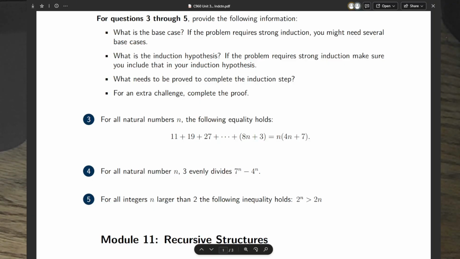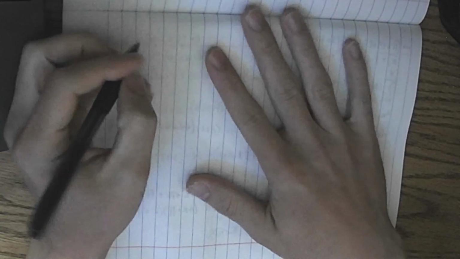Alright, we're shifting gears here and getting into a proof by induction problem. For the following questions, we need to figure out the base case for the induction proof, we need to figure out the induction hypothesis, and then we need to figure out what needs to be proved to complete the induction step, and for an extra challenge, we will complete the proof. I'll probably complete the proof on all these. So let's go through this.